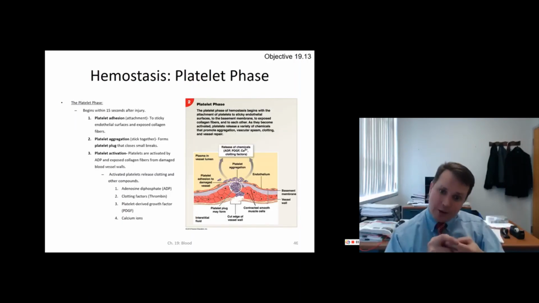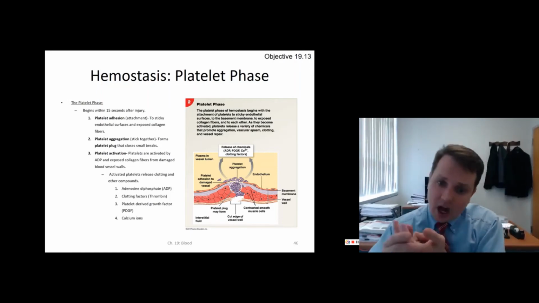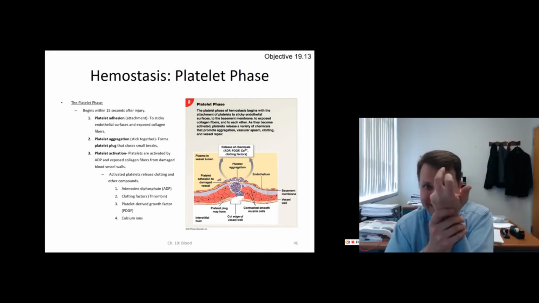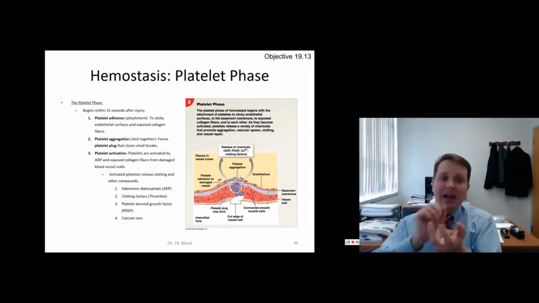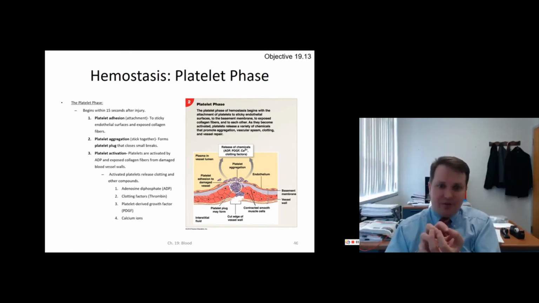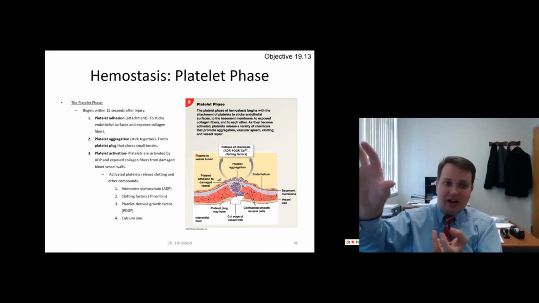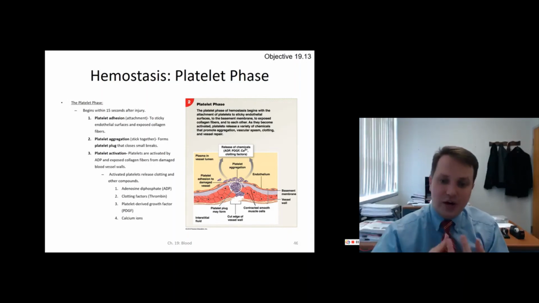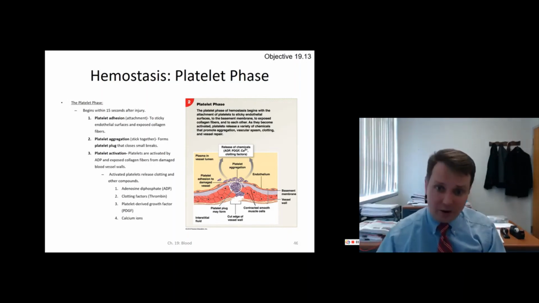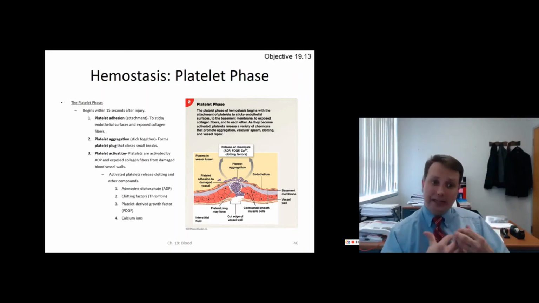Let me show you. When collagen from the damaged blood vessel is sticking out, a platelet can get activated. So platelets have to be activated, and there are three different things that happen. When they're activated, they can stick to the sticky endothelium. That is what von Willebrand factor does. So if you have von Willebrand disease, it's going to make it harder to do platelet adhesion.